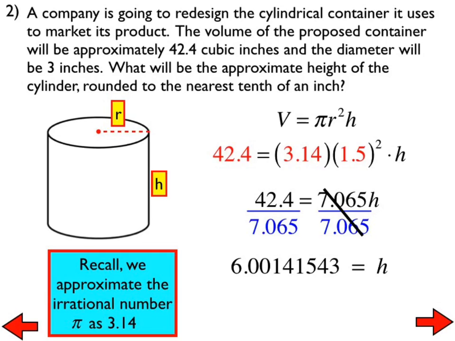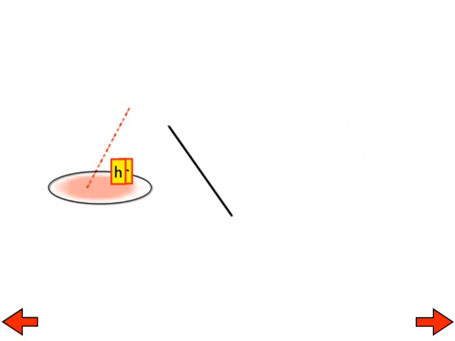But we're supposed to round to the nearest tenth. That means the height rounded to the nearest tenth is not 6 inches, it's 6.0 inches. And I know some of you are thinking, yeah, but isn't it the same thing? Yes, 6 is equivalent to 6.0. But if we're asked to round to the nearest tenth, we need to have a digit, even if it's 0, in the tenths place. Okay? All right, let's move on.